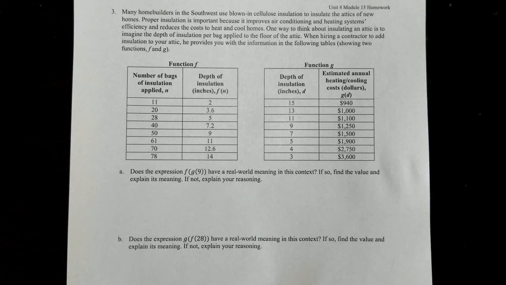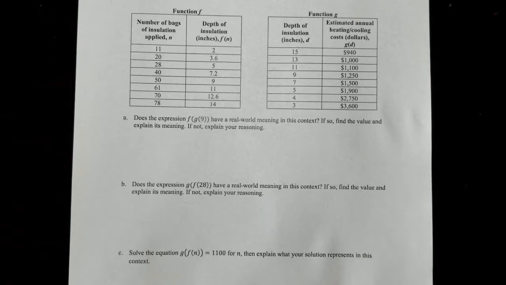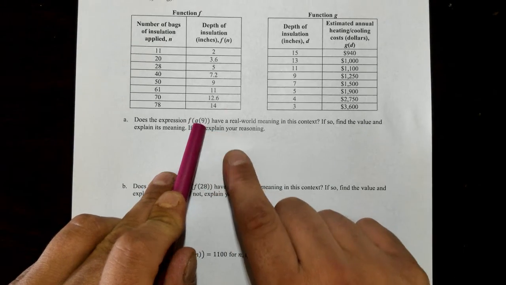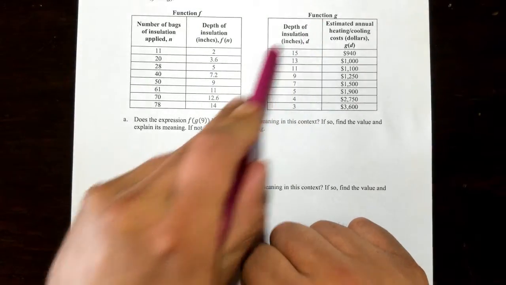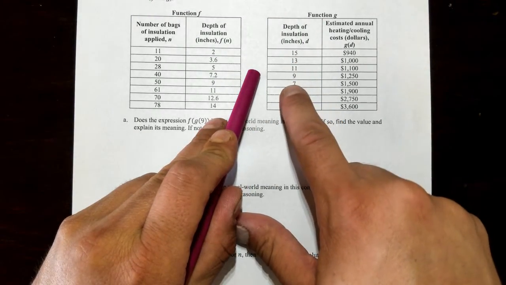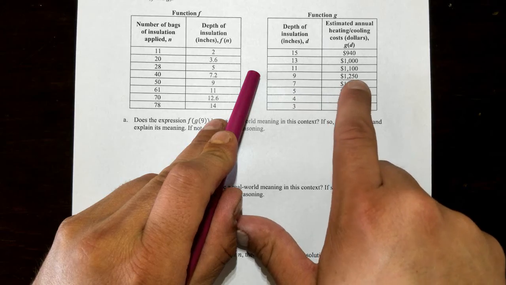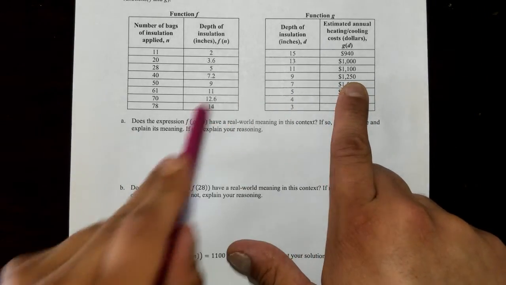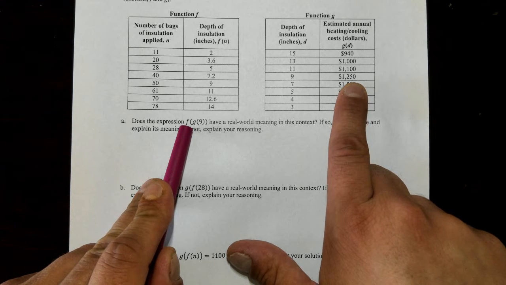So let's take a look at A. Does the expression f of g of 9 have a real-world meaning in this context? If so, find the value and explain its meaning. If not, explain your reasoning. So let's see here. We start with the inside, so g of 9. We look at our g function, where the input is 9, and look at the output. The output is 1250.